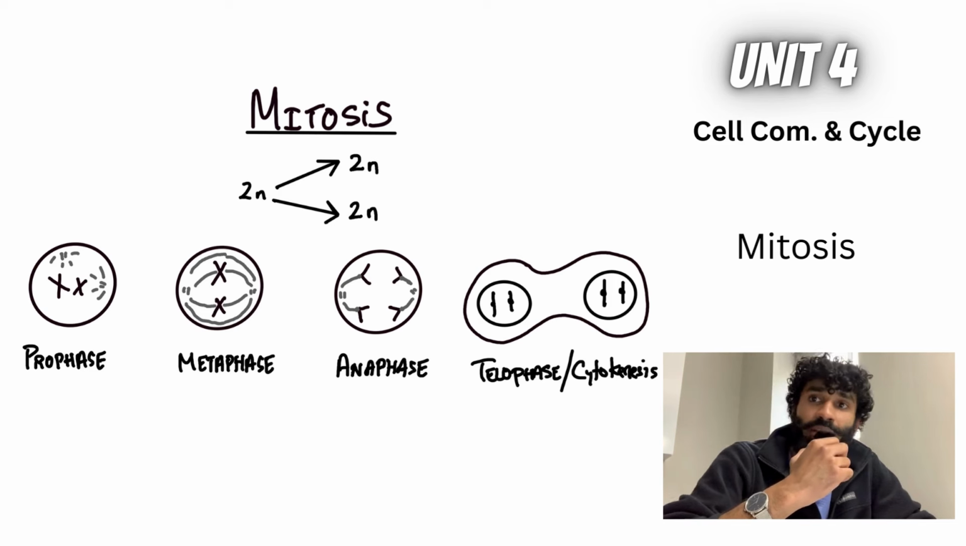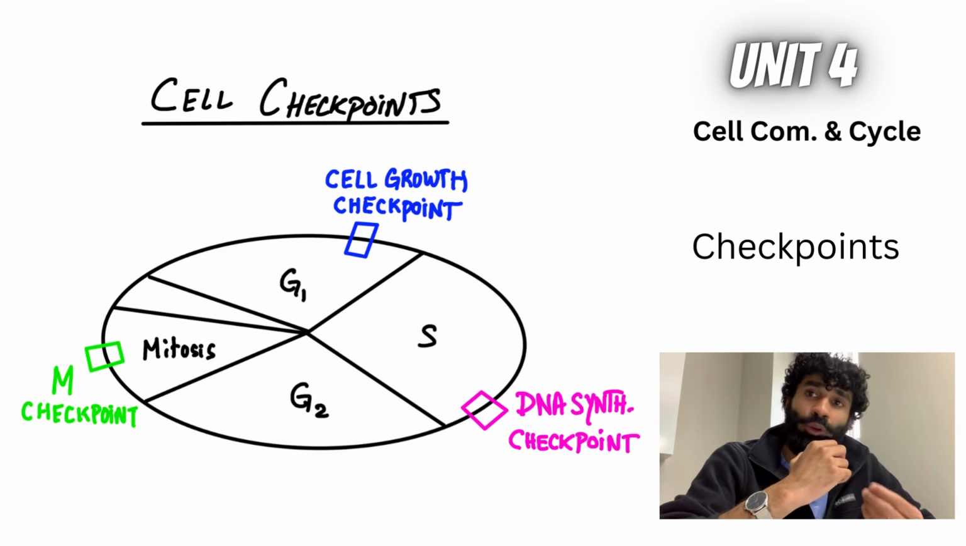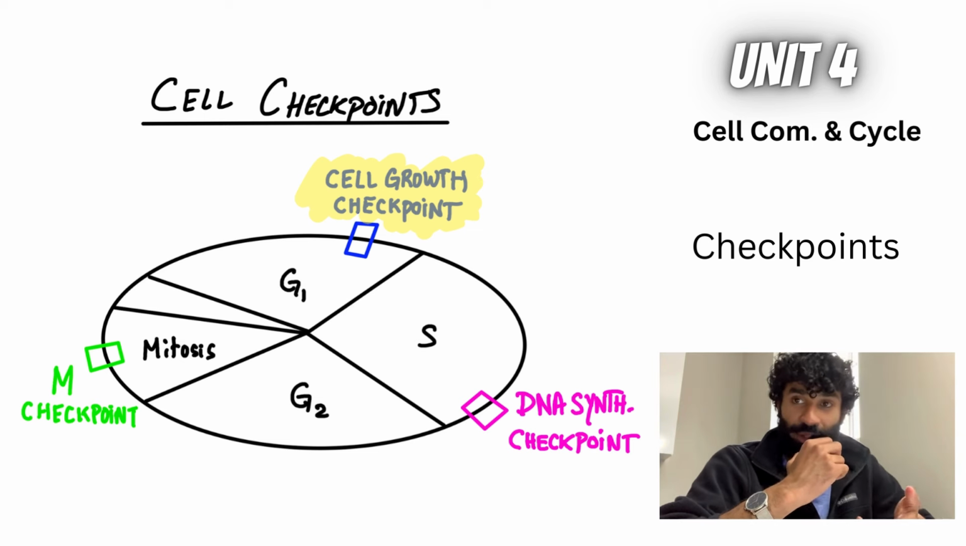Next block is checkpoints. There are 3 of them that you should know. The first is a cell growth checkpoint, and this occurs near the end of G1, and it basically makes sure that the cell is large enough. If not, then the cell enters G0.